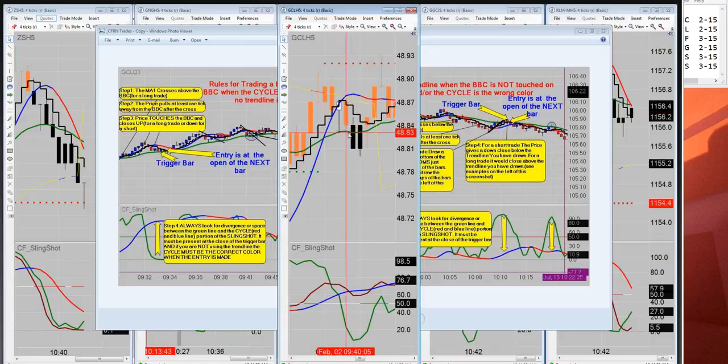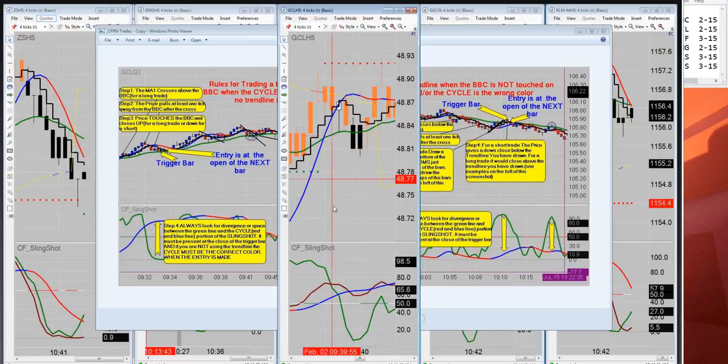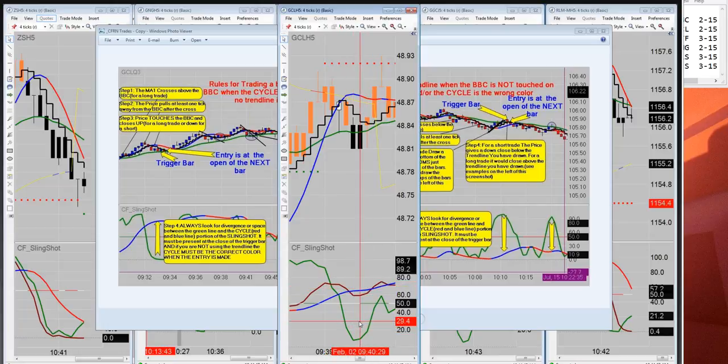Alright, now down here, this is step 4. The cycle has to be the right color. It's got to be blue for a long trade or red for a short trade. Blue for a long trade or red for a short trade. Okay, it has to be the right color.